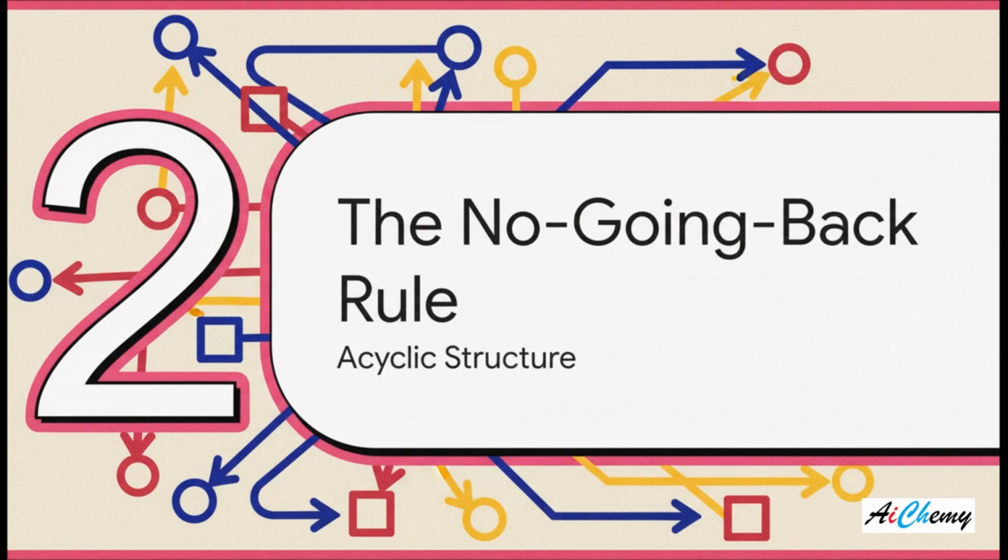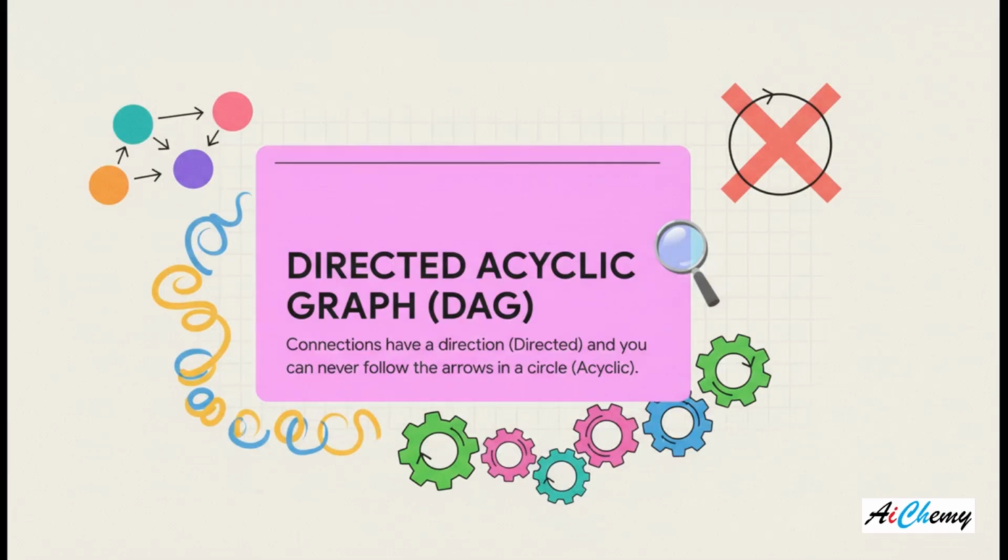Okay, so now let's get to a really crucial rule, a rule that gives these maps all their power. And it's a very simple, but very strict rule about how you can draw these arrows. You could call it the no going back rule. Now, the fancy official term for this kind of structure is a Directed Acyclic Graph, or a DAG for short. Let's just break that down real quick. Directed just means the arrows point in one direction. And acyclic, well, that means without cycles. You can't start at one spot, follow the arrows around, and somehow end up back where you began.